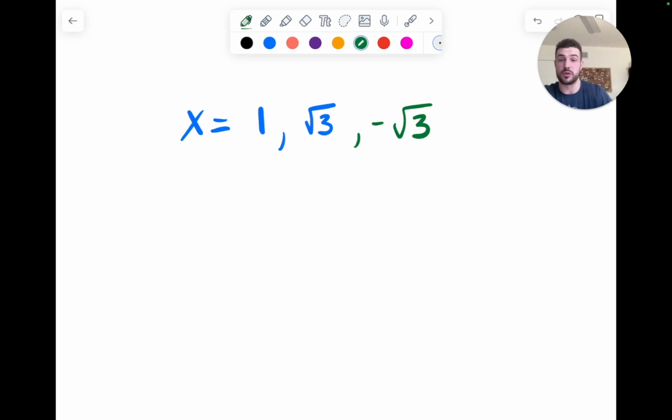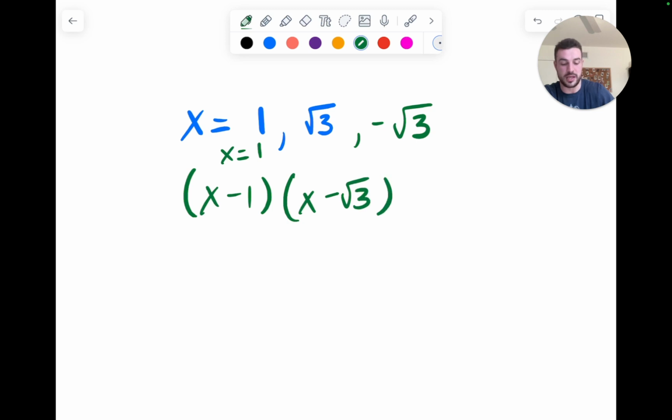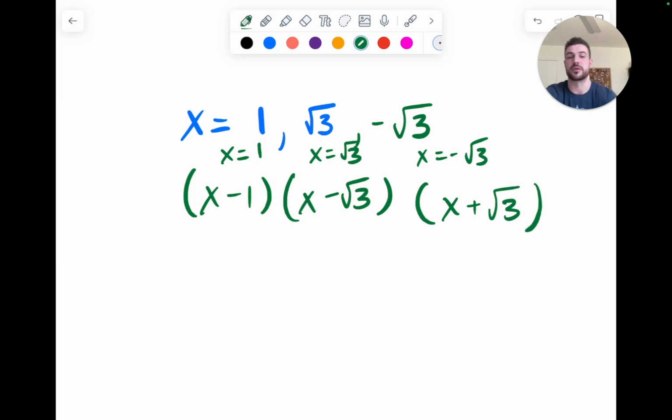So the process will remain the same as before. I am going to have an x minus 1. And that comes from x equals 1, where I subtract the 1 over. I am going to have an x minus the square root of 3, which again comes from x equals the square root of 3 that I've just subtracted over. And if I had an x equals negative root 3, I would add it back over. So I'm going to get an x plus the square root of 3.